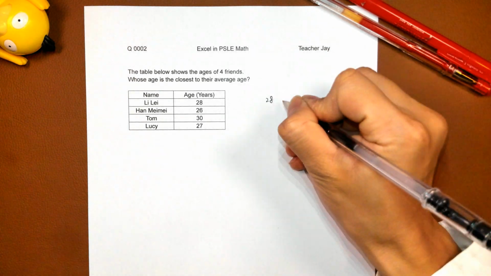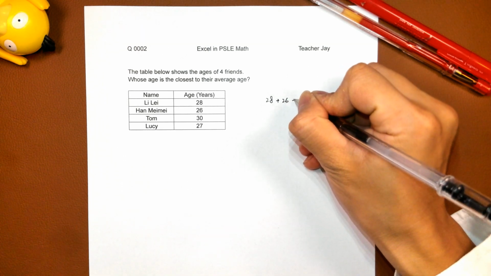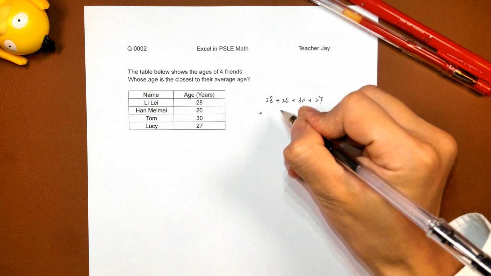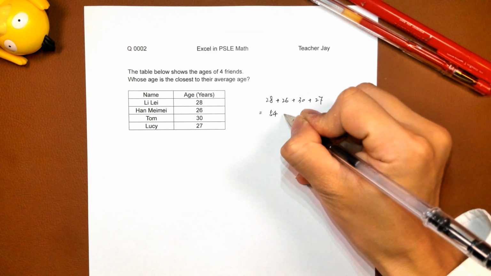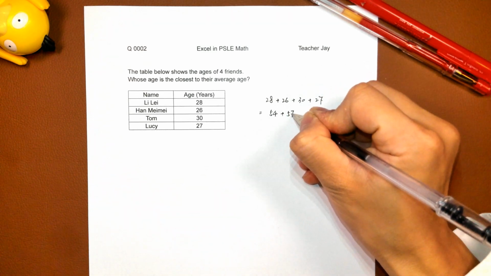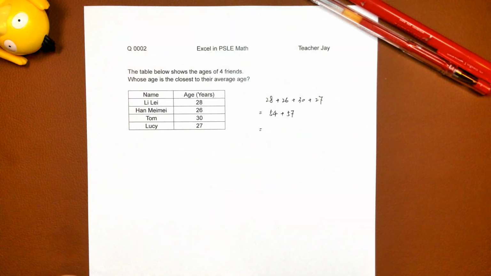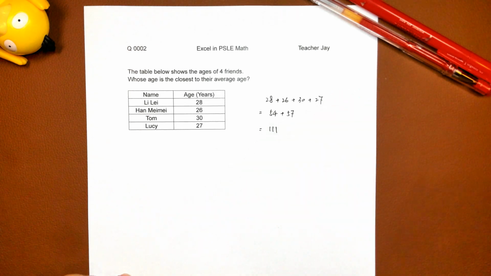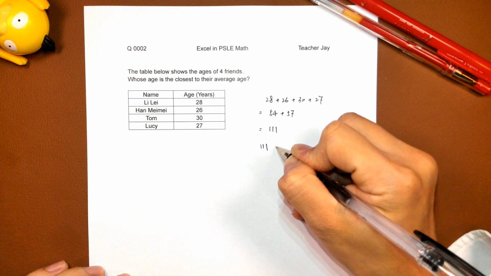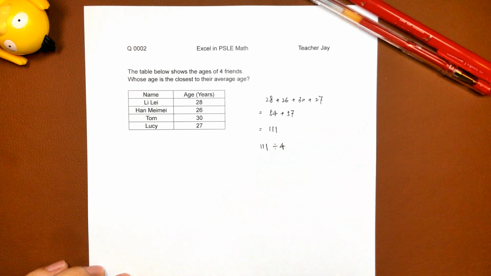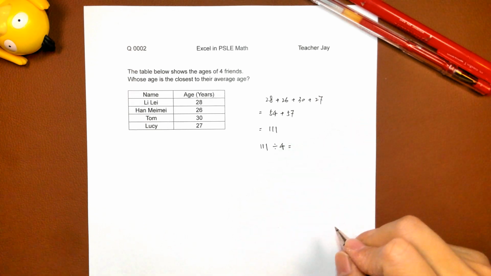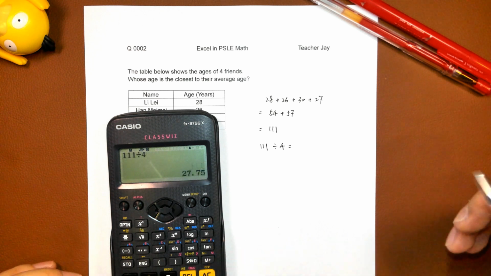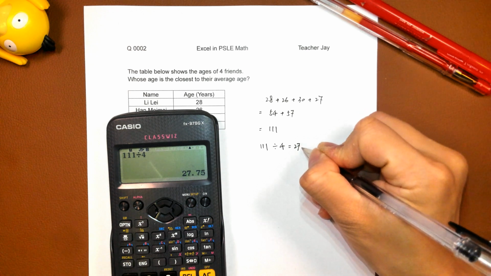First, we need to find the average age of these 4 friends. 28, Lily, plus Haimei, 26, plus 30, plus 27, 54, plus 57. The sum of their ages is 111. And we divide 111 by 4, we can get the average age. We use the calculator. 111 divided by 4, the answer is 27.75.